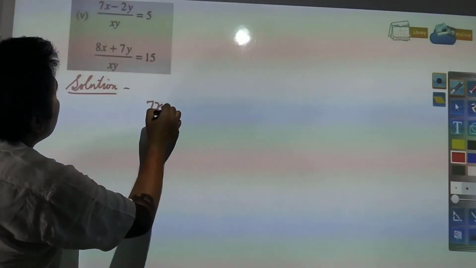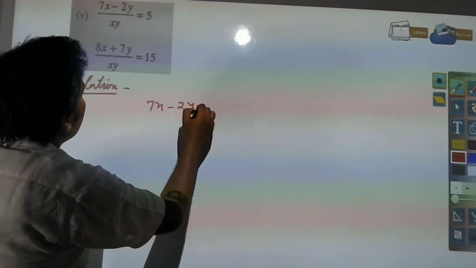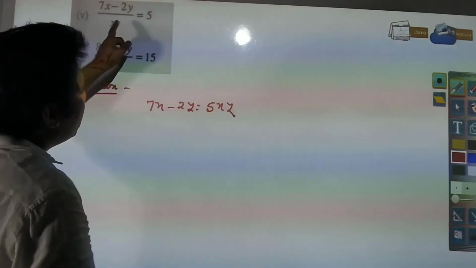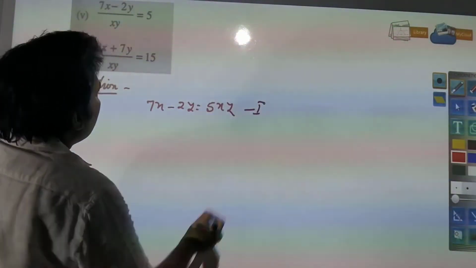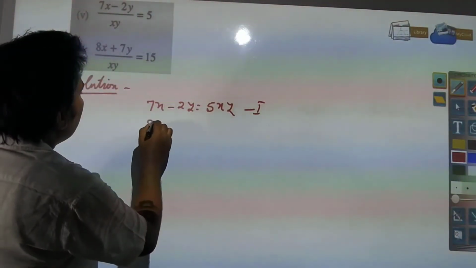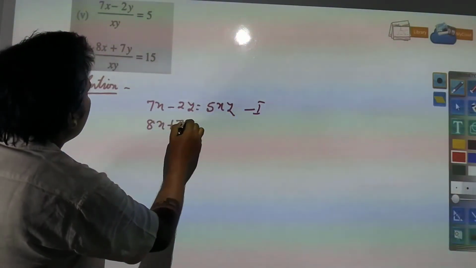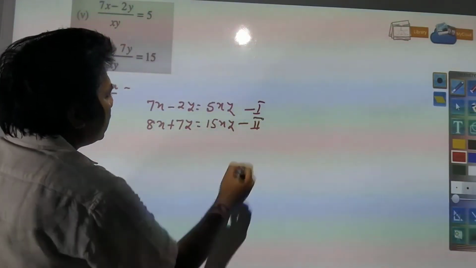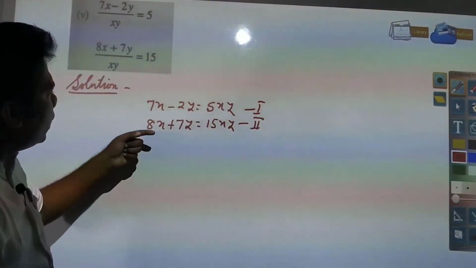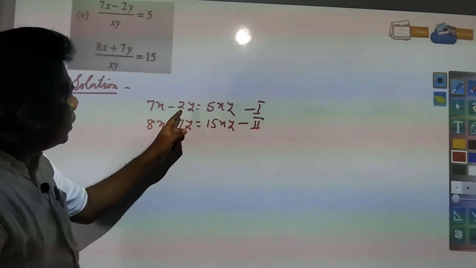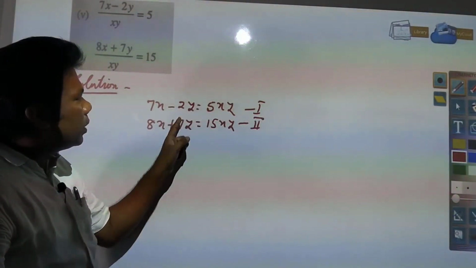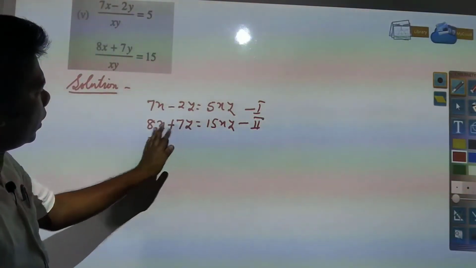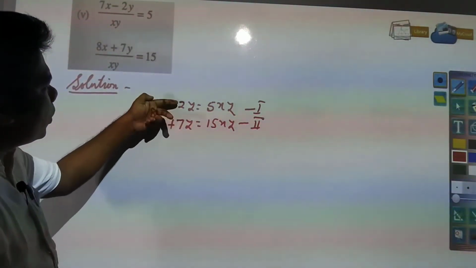7x minus 2y is equal to 5xy. Cross multiplication we have done. So suppose this is equation 1, and second equation is 8x plus 7y is equal to 15xy. Suppose this is your second equation. Now you see you have 7x and 8x, and here you have minus 2y and 7y. So if you want to eliminate any variable, this is required to be made equal.